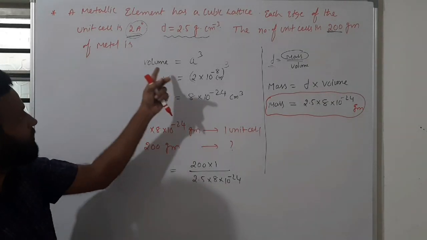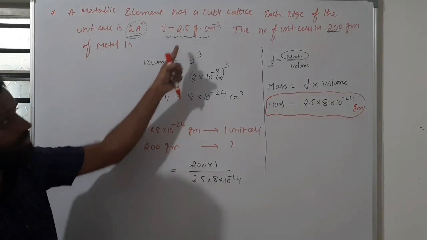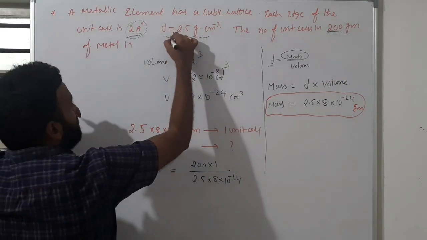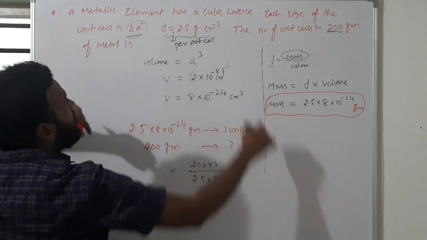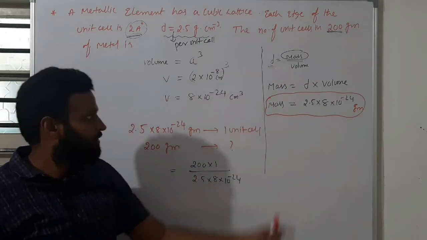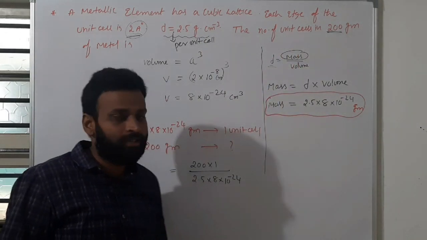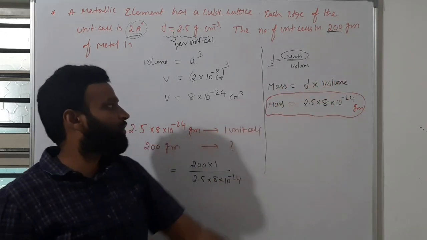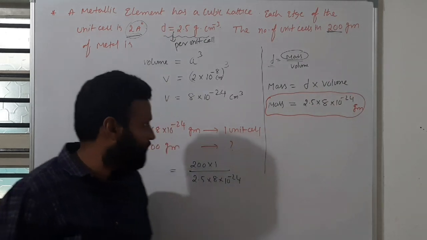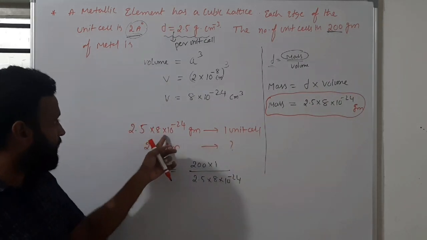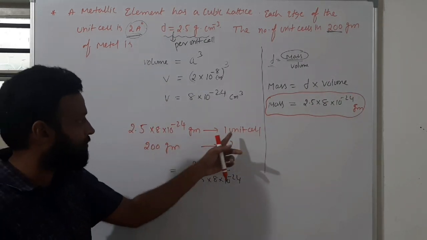What I did, understood? First I calculated volume, because density per unit cell is given. This is per unit cell density, so per unit cell mass you will get. So mass is equal to density into volume. So mass is equal to 2.5 into 8 into 10 power minus 24 I got. So 2.5 into 8 into 10 power minus 24 grams is the mass of 1 unit cell.